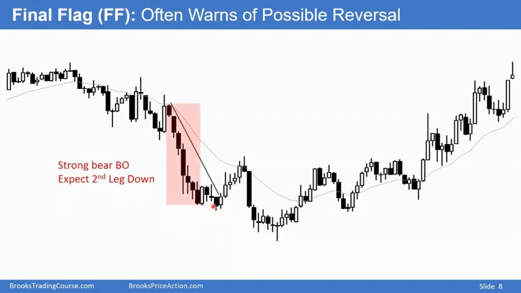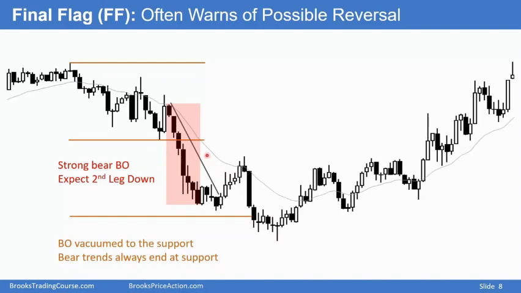Strong breakout, expect at least a second leg down, pullback, second leg down. A breakout, so look at the breakout point, and then look at the start of the trend before, and then project down to a measured move. That is support, and the market will find buyers there.